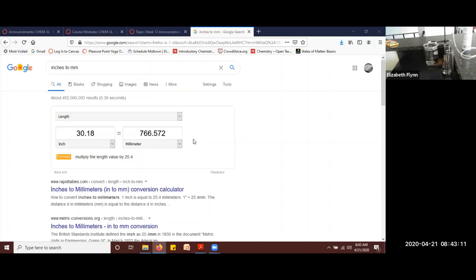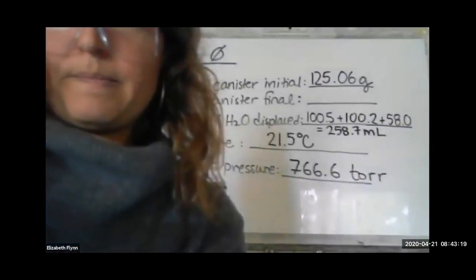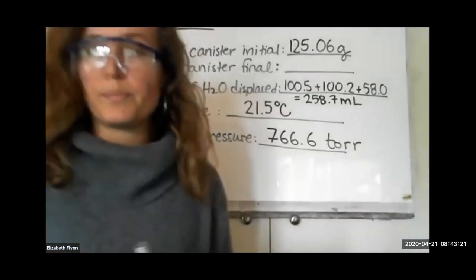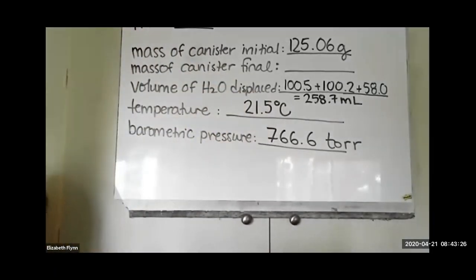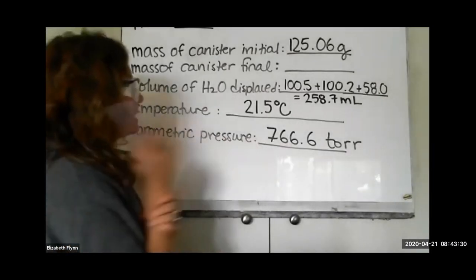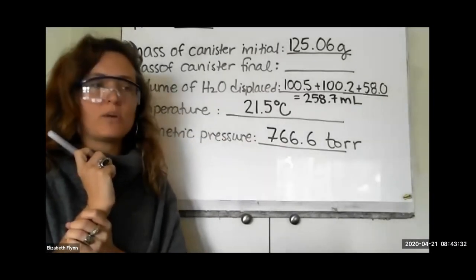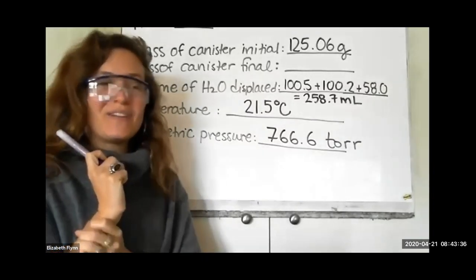And actually, we're going to use the unit of torr because today on your table for calculating the pressure of the gas, it uses torr. Okay, so 766.6 torr is the barometric pressure today. And we do have to get the mass, right? The final mass of the canister.